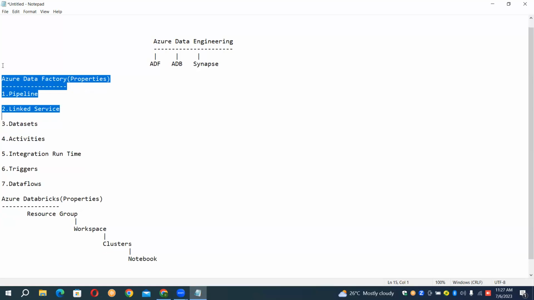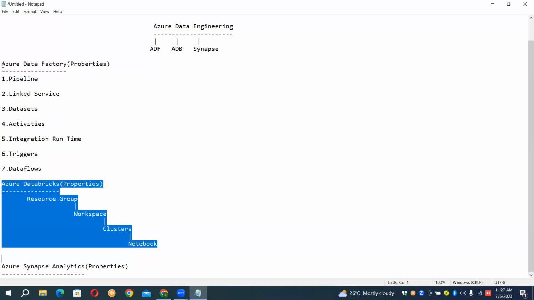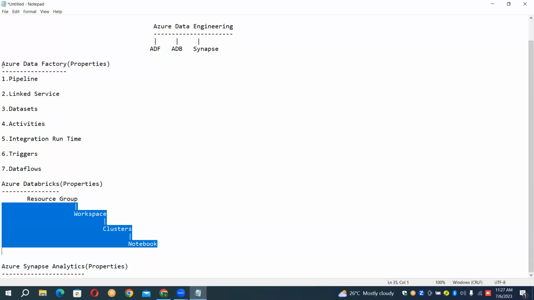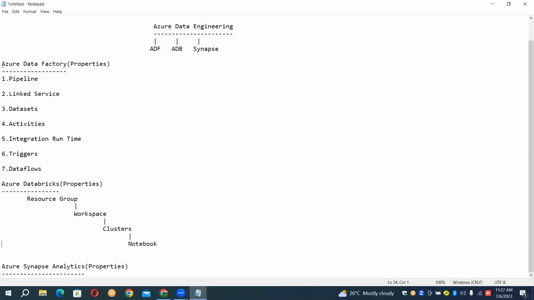So under Azure Data Factory, or ADF, you have the following properties or components. Under Azure Databricks, you have the following: the first one is the resource group, and the second one is the workspace, then cluster and notebook. You will have a one-to-many relationship. One resource group, many workspaces, and one workspace, many clusters. One cluster, many notebooks. So likewise, you have a one-to-many relationship. That's it.